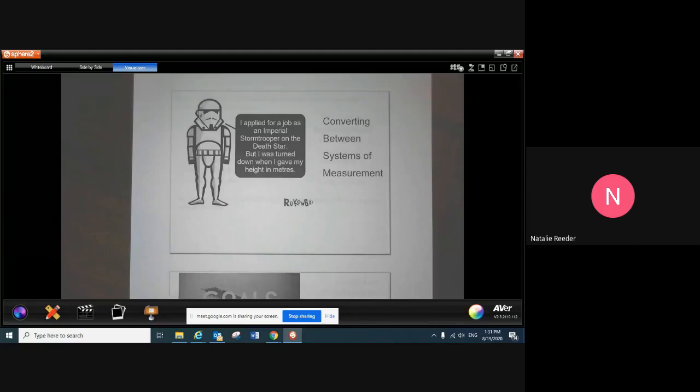This lesson goes over how to convert between systems of measurements. So basically, you can be given a measurement in the SI system and you want to convert it to the imperial or vice versa.